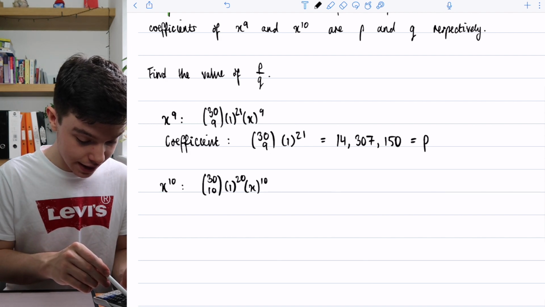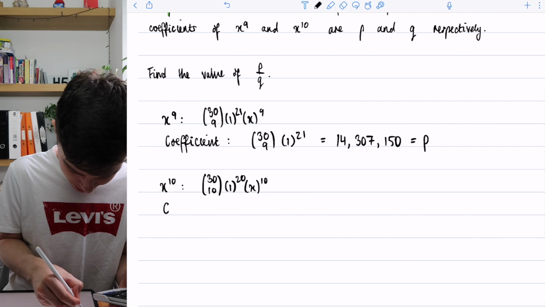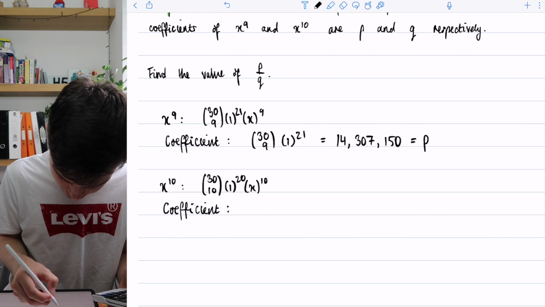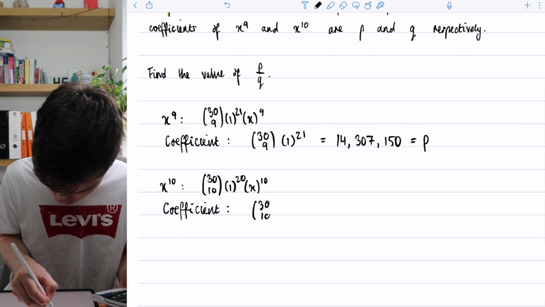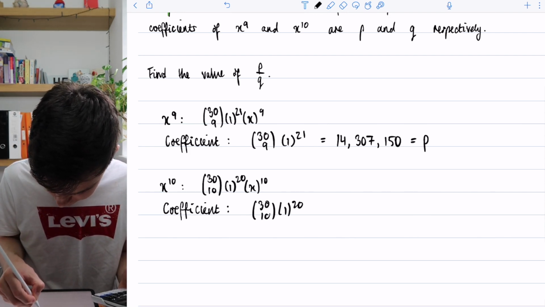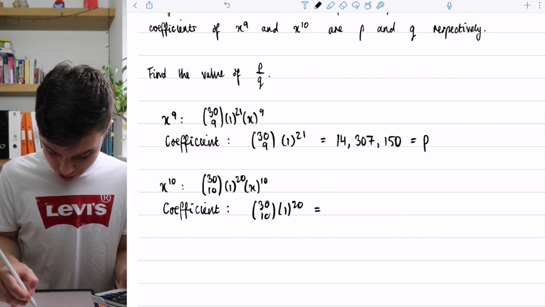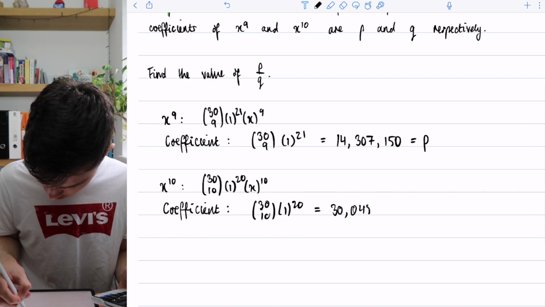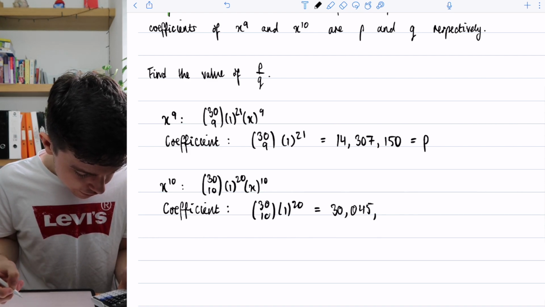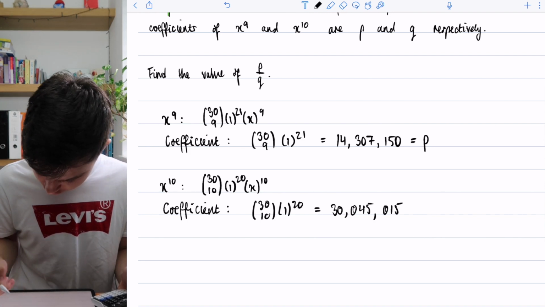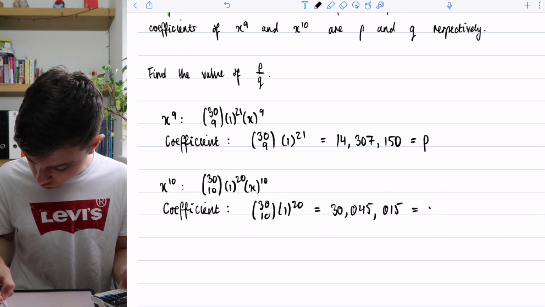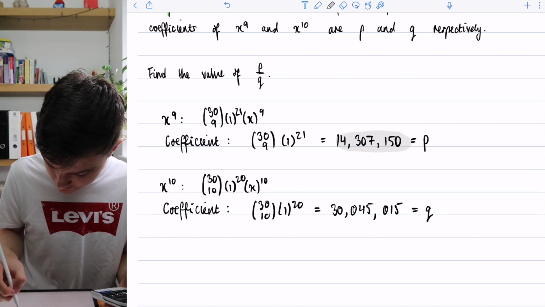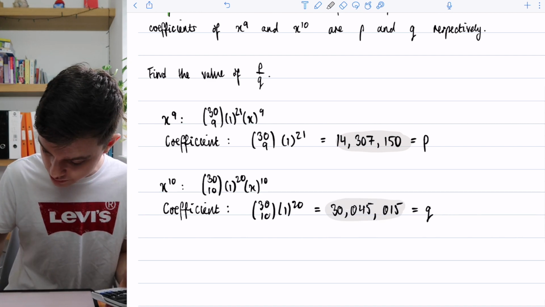Let me see, I think it's 30 million. So let me just take the coefficient of that. The coefficient is just the numerical part, which is 30 choose 10. 1 to the 20, I don't need that. So 30 choose 10 is 30 million, I want to get this right, 45,015, I think. And then that, of course, is then q. So that's the coefficient of x to the 9. That's the coefficient of x to the 10.